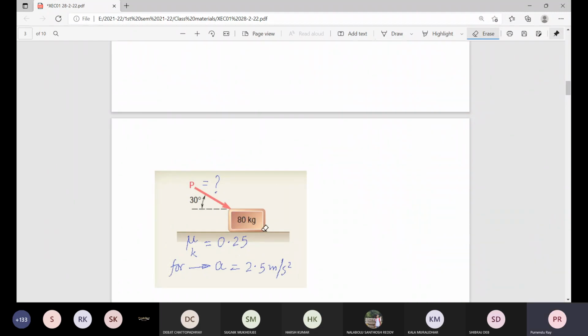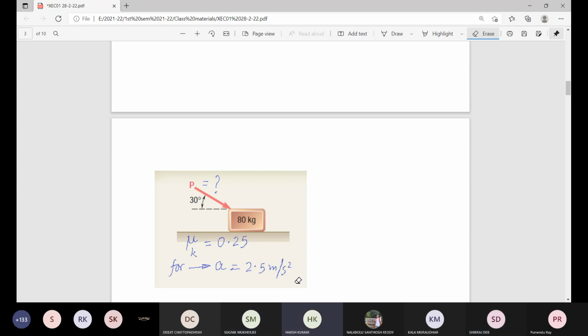one block having mass 80 kg is resting on a horizontal floor, having the coefficient of kinetic friction as 0.25. Now, what will be the value of P to produce this acceleration along this direction for this mass 80 kg, this block, at 2.5 meter per second square? A very simple example. So what is the first step? Resolving P. Resolve the P.